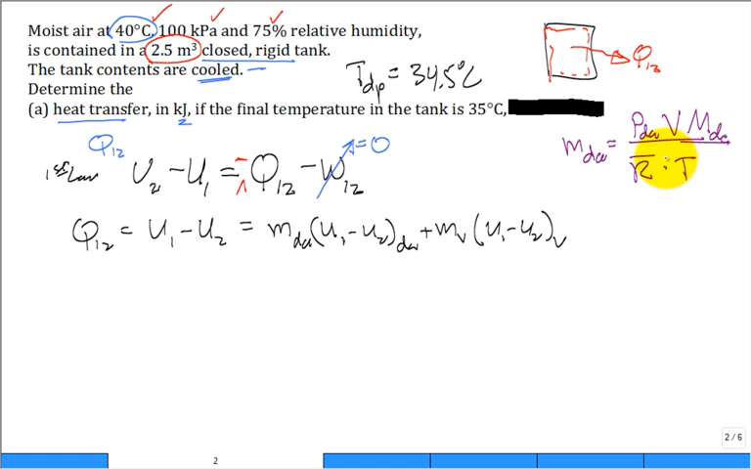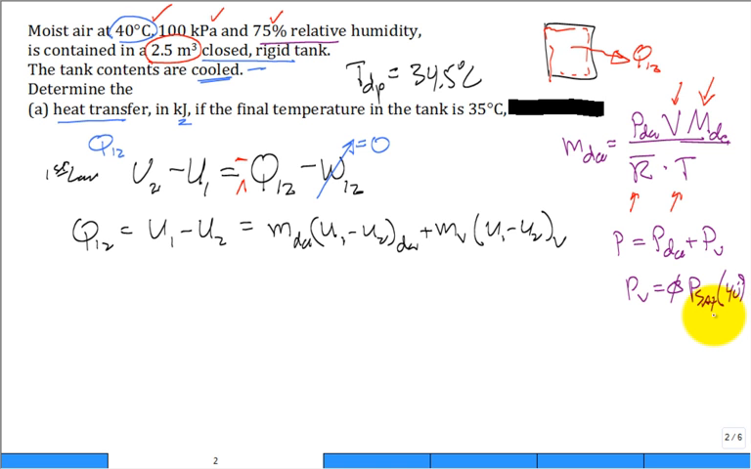Yeah. And so you say, okay, how do I get the molar mass of dry air? That's easy. R bar, the constant, that's easy. This temperature is 40 plus 273. The volume is known. How do I get the partial pressure of the dry air? If the total pressure is the partial pressure of the dry air plus the vapor pressure, what's the vapor pressure? Relative humidity of 75% times Psat at the temperature of 40 degrees C. True? Yeah. So bing, bing, bing.